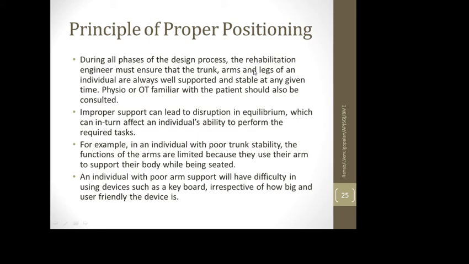For example, in an individual with poor trunk stability, the function of the arms is limited because they use their arms to support themselves while being seated. If their trunk is not stable enough, they are using their arms to support their trunk, so they can't just lift their arm and do something else. Again, if their trunk is well supported, or if they are strapped properly in the wheelchair, then their arms are free to do whatever they want. Similarly, an individual with poor arm support will have difficulty in using devices such as a keyboard, irrespective of how big the keyboard is and how user-friendly your interface is. If they have poor arm support, they can't use it. So that is the principle of proper positioning for you.